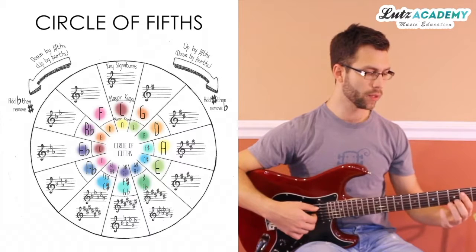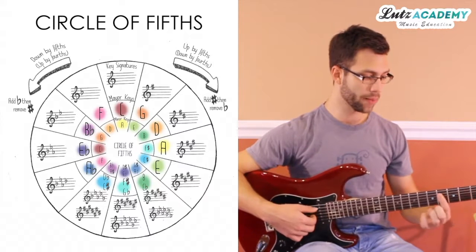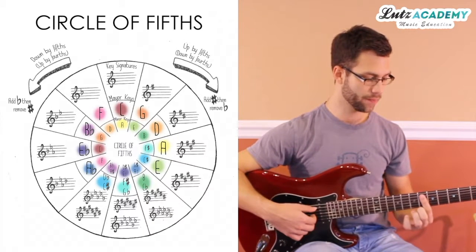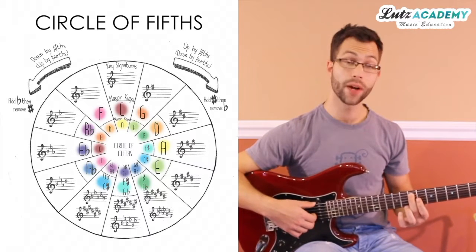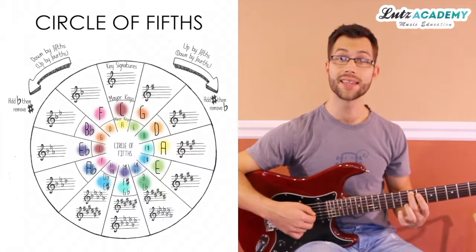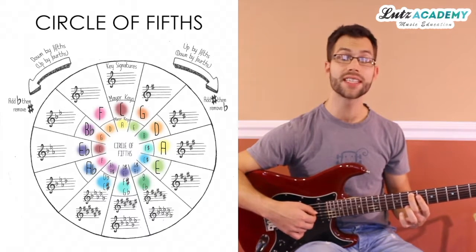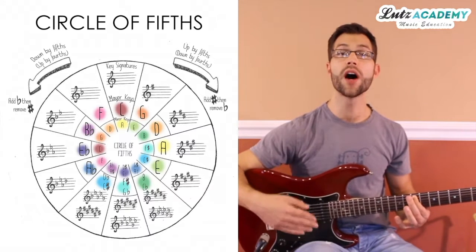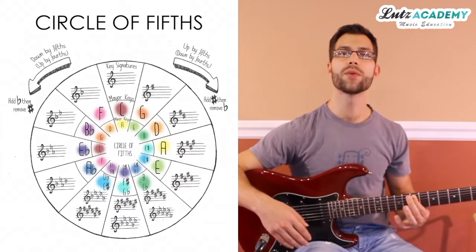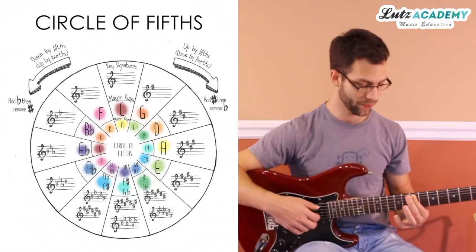So A, up a whole step, up a whole step, up a whole step, up a half step, 3.5, and we arrive at the note E. On the circle, of course, you can see E comes next. So you see, this is how the circle works. We go up in perfect fifths and it will take you to the next key, right?